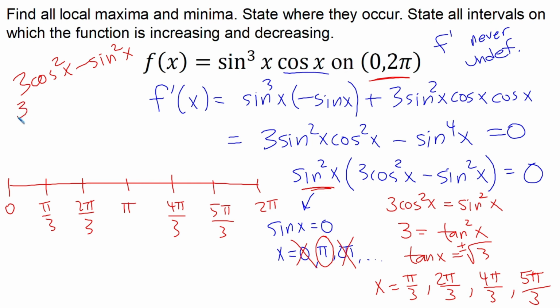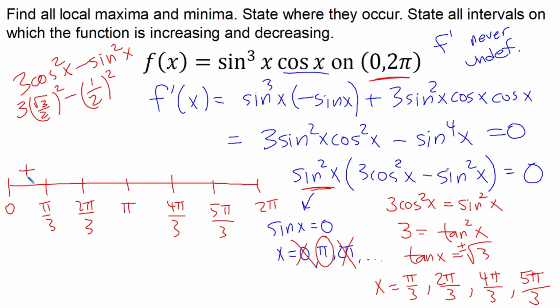So 3 times the cosine of pi over 6, which is root 3 over 2 squared, right, minus the sine of pi over 6 squared, which is 1/2 squared. I think we can pretty obviously see that that's going to come out to be a positive value. So this is going to be a positive value.